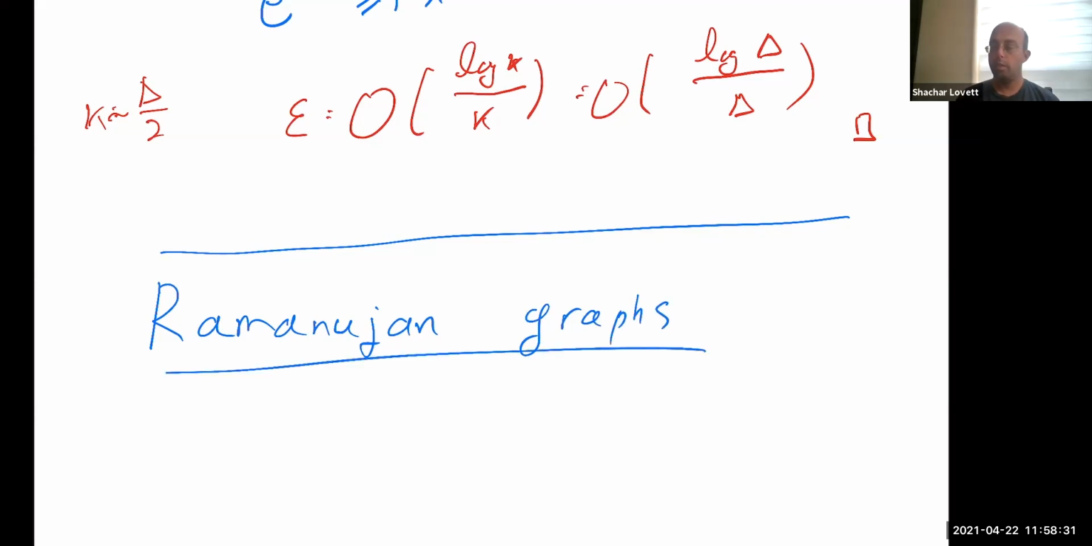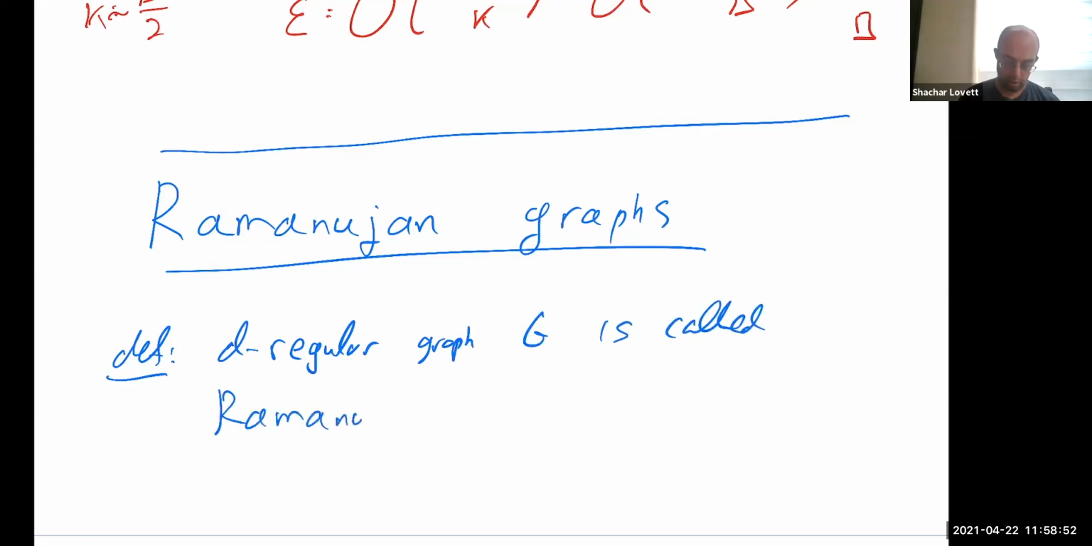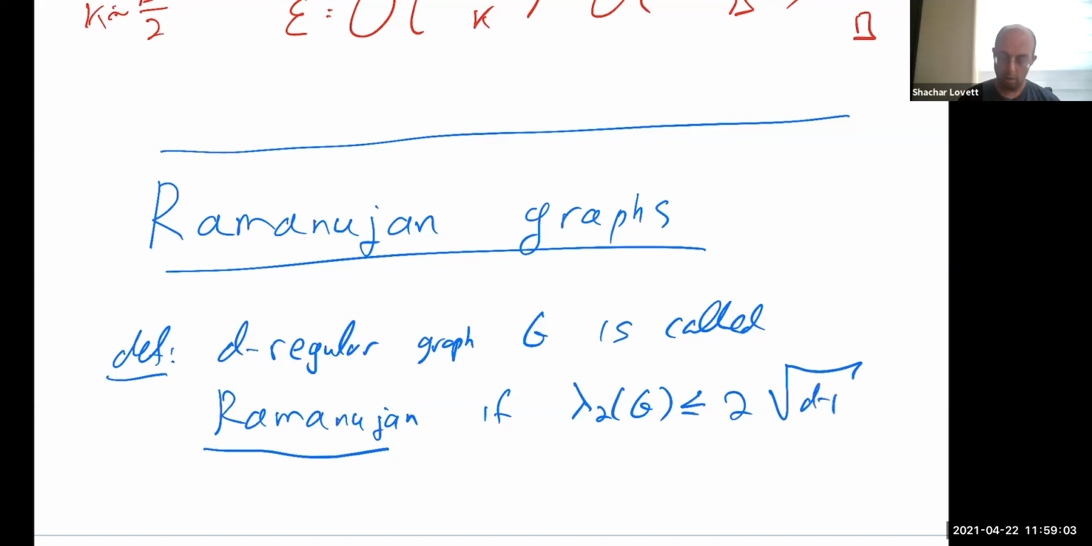Okay, so let me first give the definition. A d-regular graph G is called Ramanujan if it is optimal in terms of its spectral expansion. If lambda 2 of G is at most 2 root d minus 1, again of the unnormalized adjacency matrix. So really it is the best we could hope for.